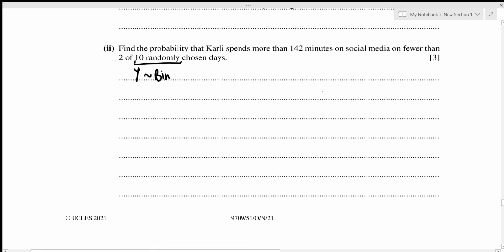And we're also given probability. So the probability of Carly spending more than 142 minutes on social media, we already figured that out in the first part. That's the probability of 0.2396. So the parameters are 10 for the number of samples, and the probability is just 0.2396. If this is the probability of Carly spending more than 142 minutes, then the probability of Carly spending less than 142 is just 1 minus 0.2396, which is 0.7604.